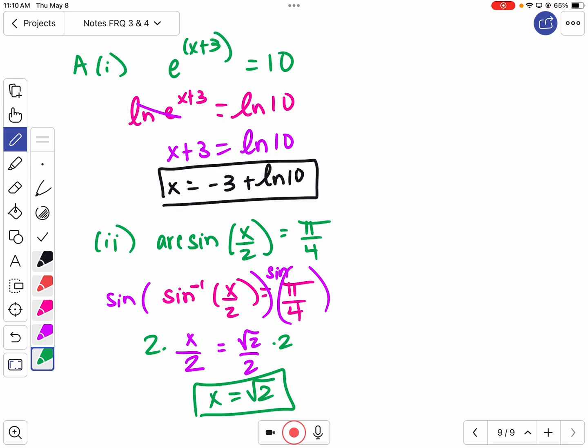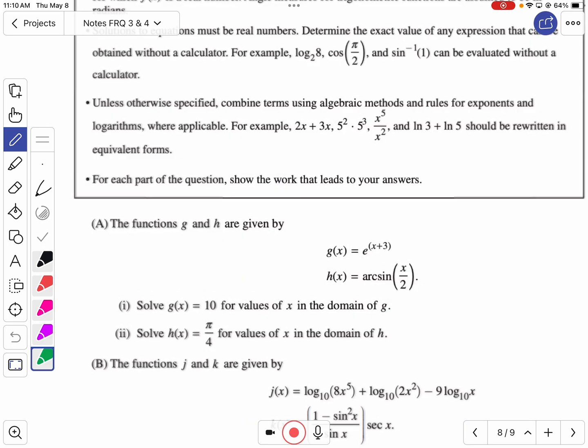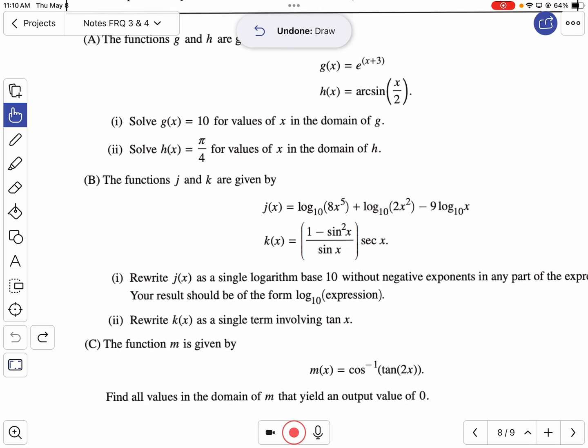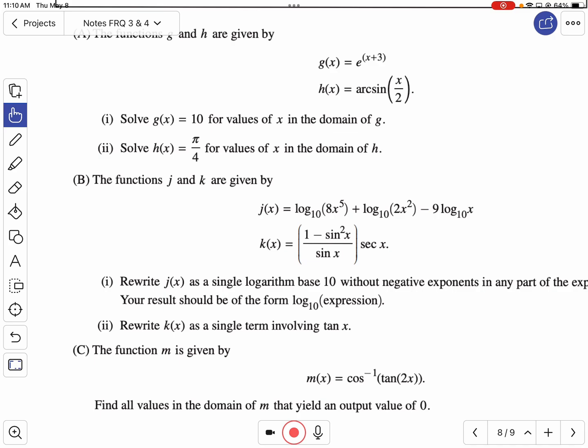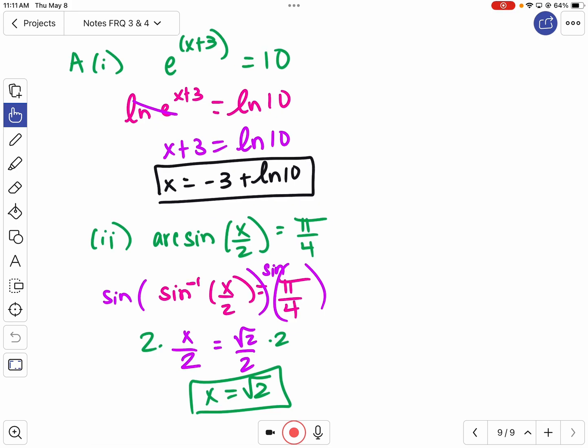All right, so let's look at the next part, part B. I'm going to go back so we can see the question. Part B gives us a crazy log function and a crazy trig function. Part 1 says to rewrite it as a single logarithm base 10, no negative exponents, so our final answer should be log base 10 of one thing. Then the second part, we're going to write it as a single term that has only tangent.